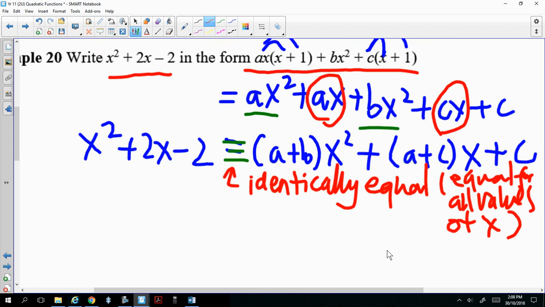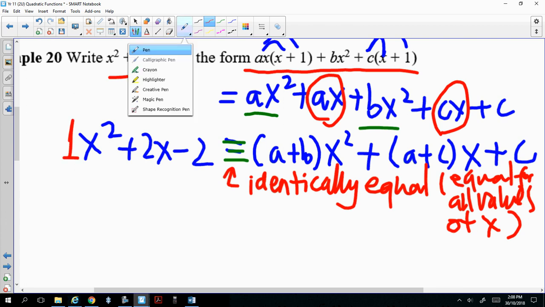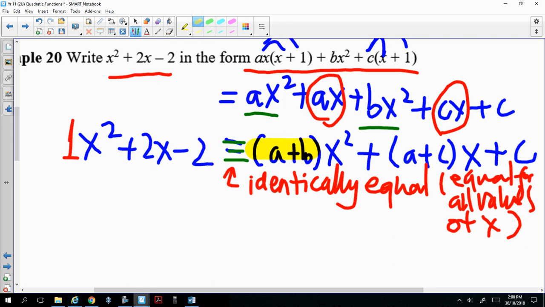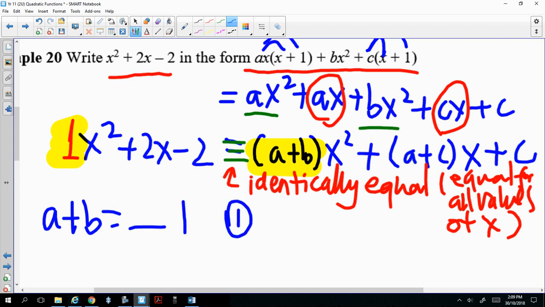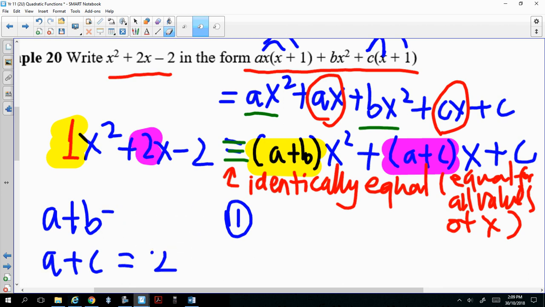Now, what are we trying to do here? I'm going to match things. Before I match things, there's a 1 in front of x squared. And then what we're going to do is to match the a plus b with the 1, right? So we've got one equation, which is a plus b equal to 1, which we'll call equation 1. And then we're going to match the coefficient of x with x there. So we can write a plus c equal to 1, sorry, this is equal to 2. So we'll call that equation 2.